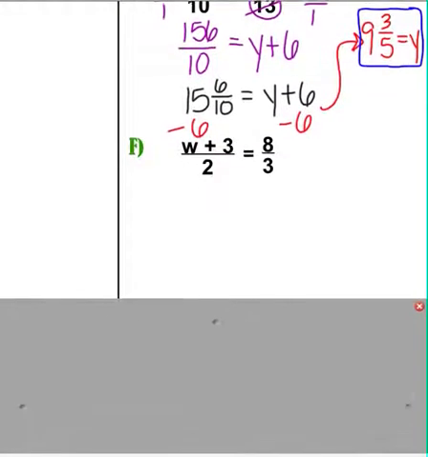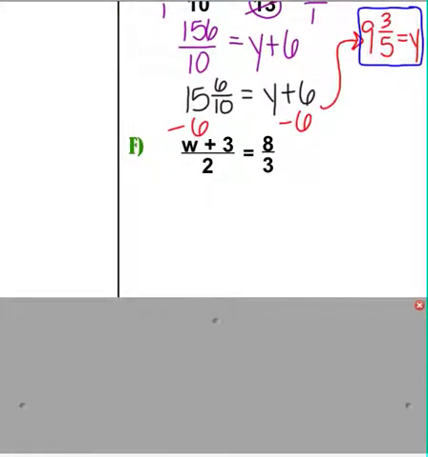Let's look at another example here. W plus 3 over 2 equals 8/3. So now I'm going to let you pick your option. Go ahead and pause the video for a minute, and then when you're done, play it again and check to see if you did this one correctly.